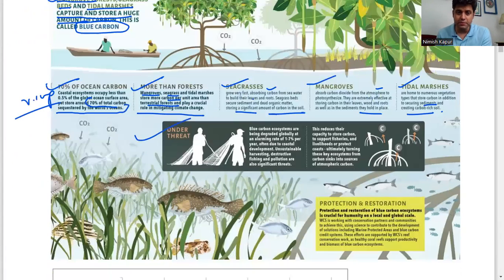But the problem currently is that they are under threat. Blue carbon ecosystems are being degraded globally at an alarming rate of 1 to 7% per year, often due to coastal development. Unsustainable harvesting, destructive fishing, and pollution are also significant threats. This reduces their capacity to store carbon and to support fisheries and livelihoods. So for protection and restoration, various measures are being taken, right?